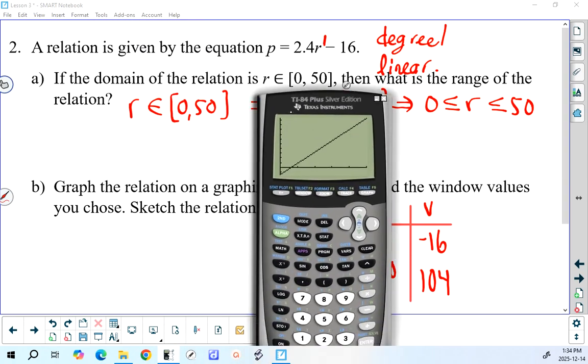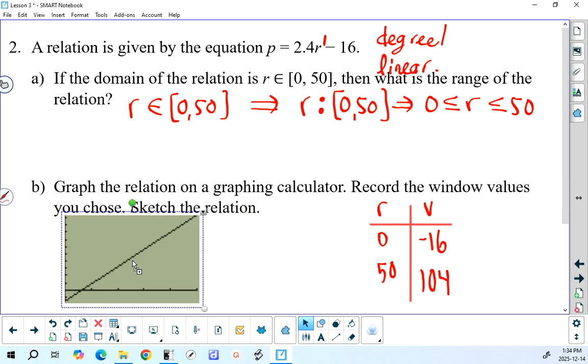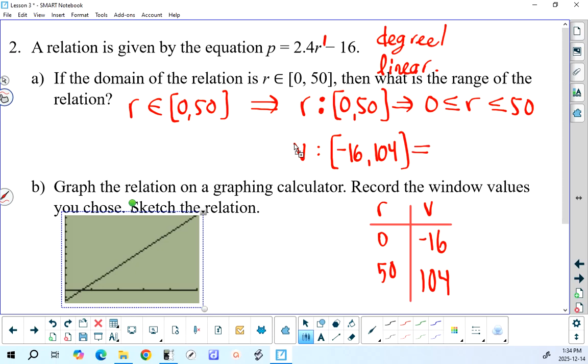We are asked to do a sketch of it. Well, there's my sketch. I don't really know that you need to write anything down. You're looking at it on your graphing calculator. By the way, we now know what the range is. The range is V is everything from and including negative 16 up to and including 104. Or if you like, negative 16 is less than or equal to V, which is less than or equal to 104. And we're done with that example, 2A and 2B.